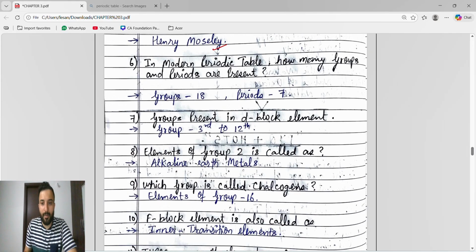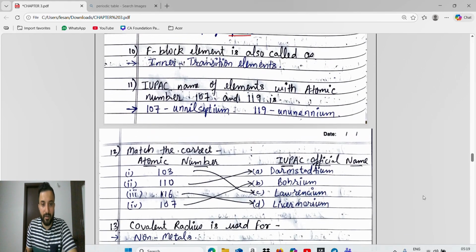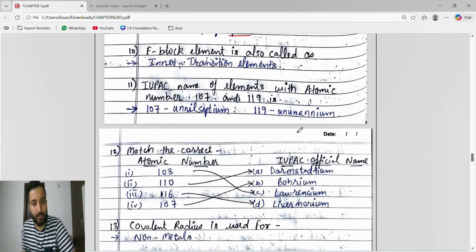In the modern periodic table, how many groups and periods are present? 18 groups, 7 periods. Which groups are present in the d block? Groups 3 to 12. Elements of group 2 are also called alkaline earth metals. Which group is called chalcogens? Elements of group 16. F block elements are also called inner transition elements.